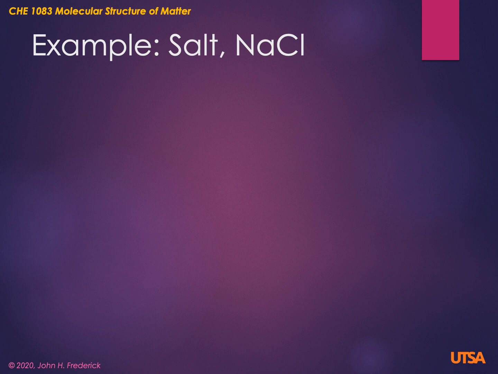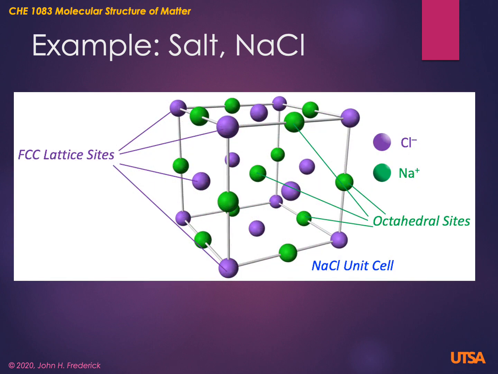An example of this is sodium chloride. So here's a picture of the sodium chloride lattice. You can see that at the lattice sites for the face-centered cubic lattice are all the chloride ions. They're the larger of the two. And the others, the green, are the sodium ions that are part of this sodium chloride lattice. Now, we've got a sodium ion in the very middle of the unit cell, so it is occupying an octahedral site. Its nearest neighbors are 6 chloride ions located in each of the faces of this cube.